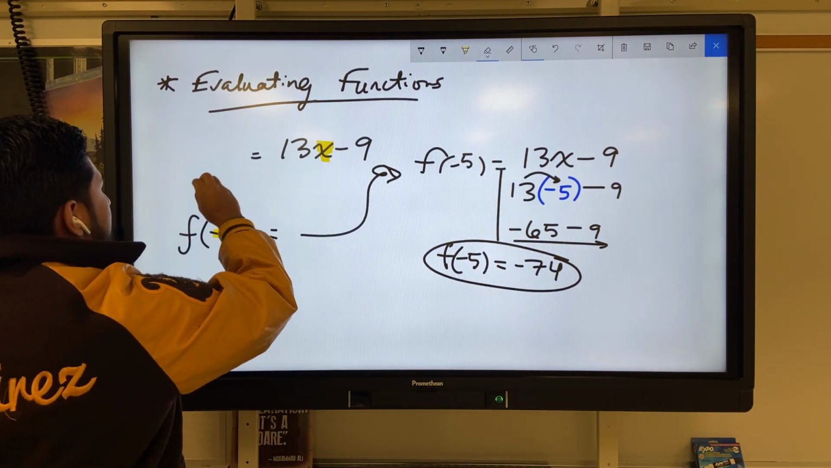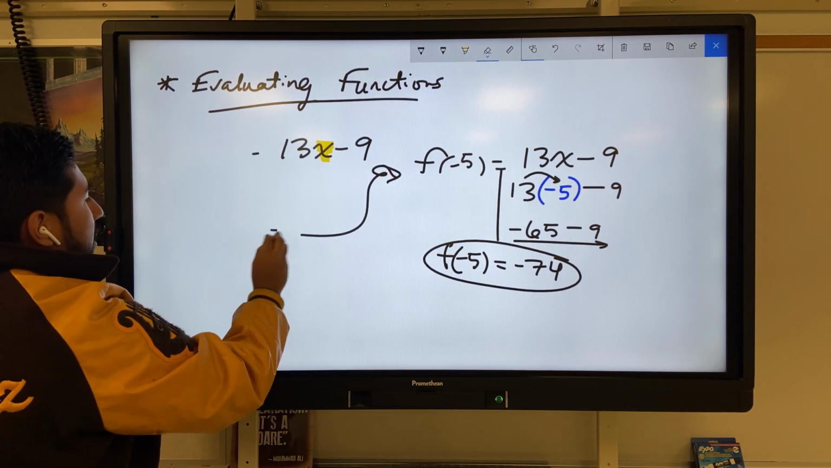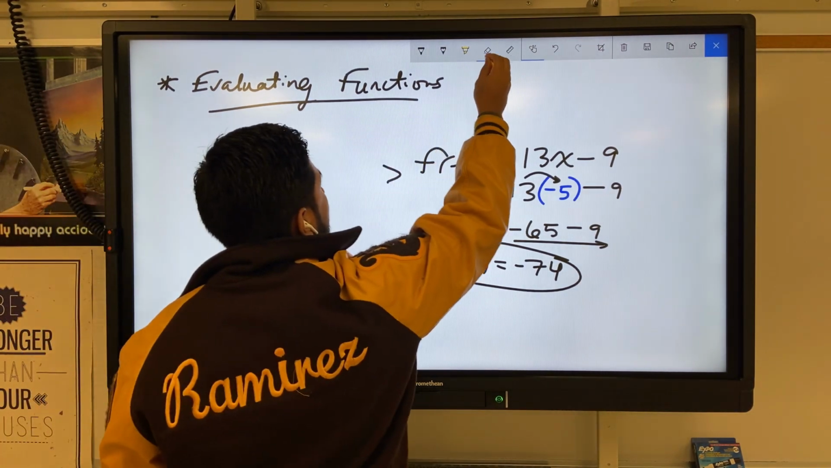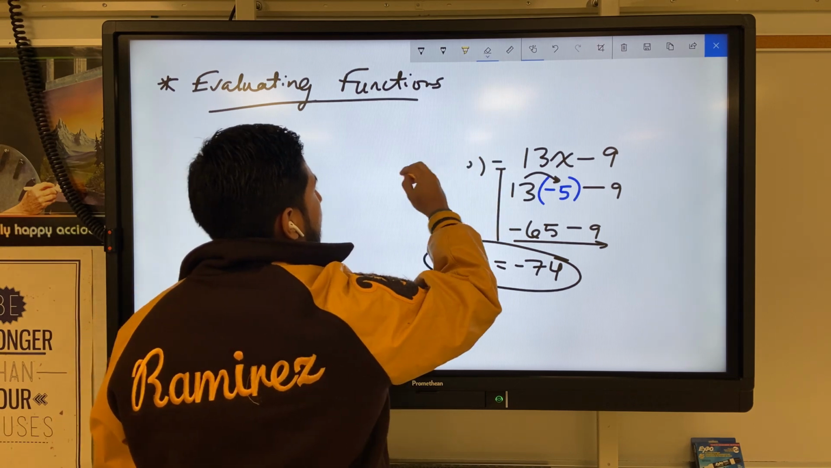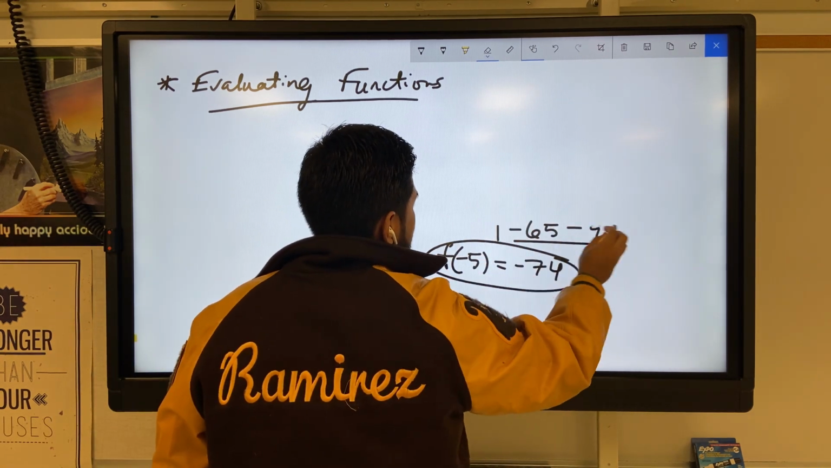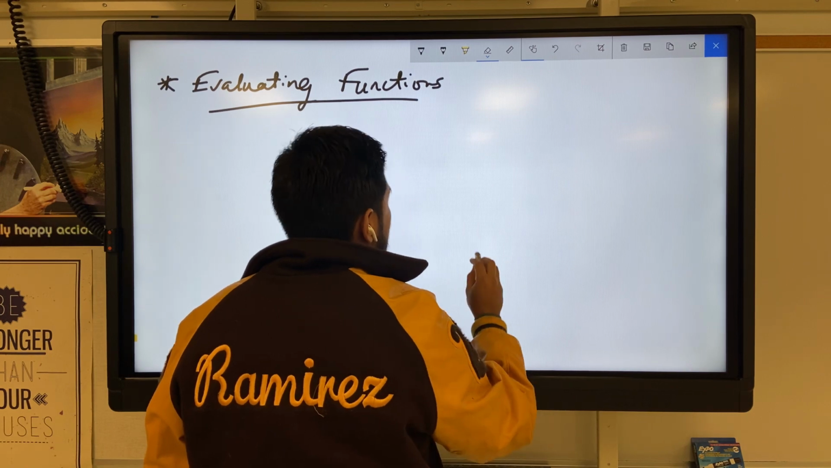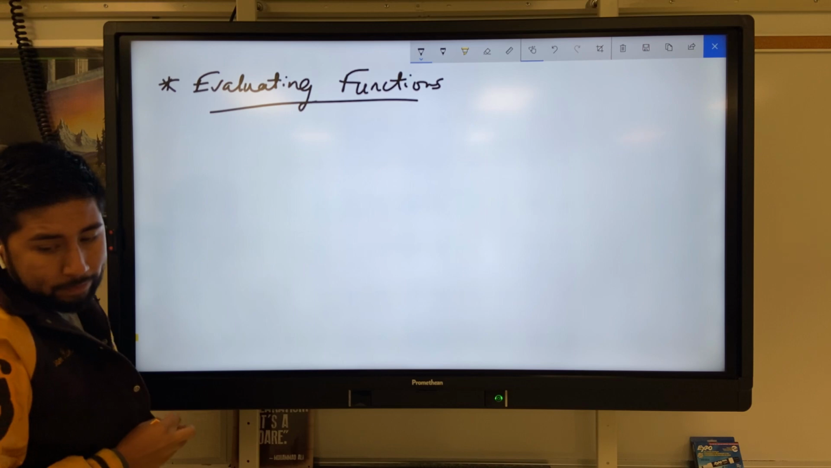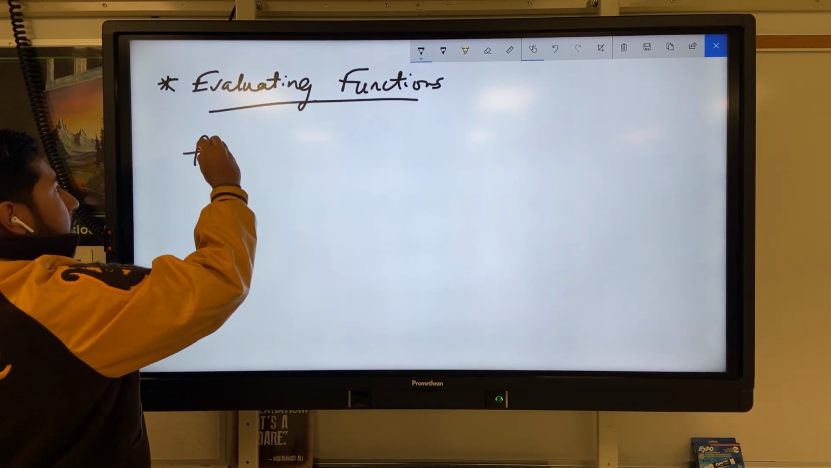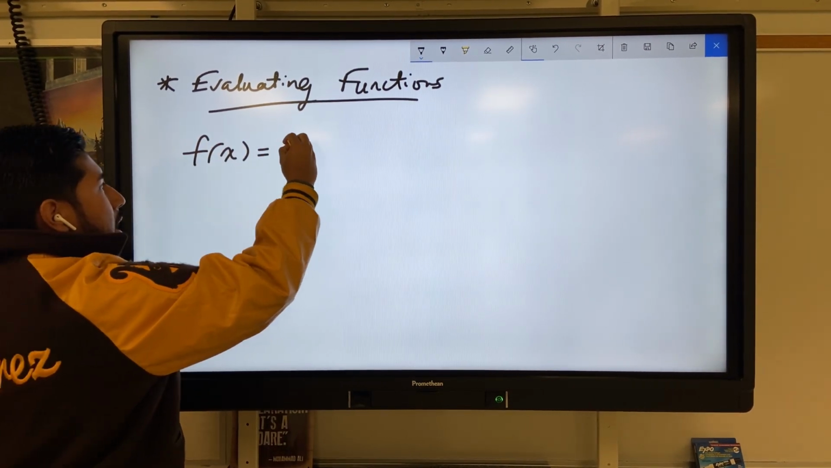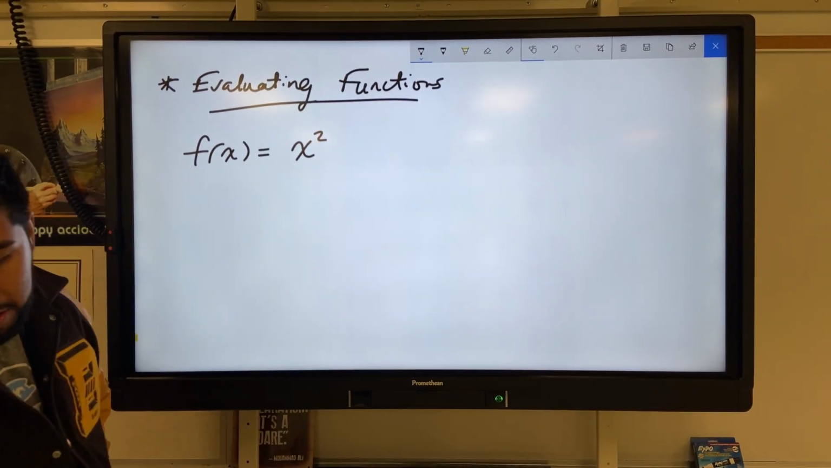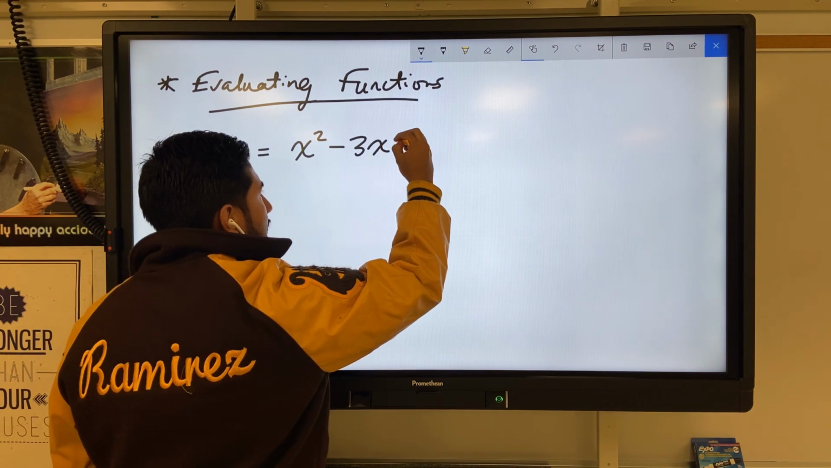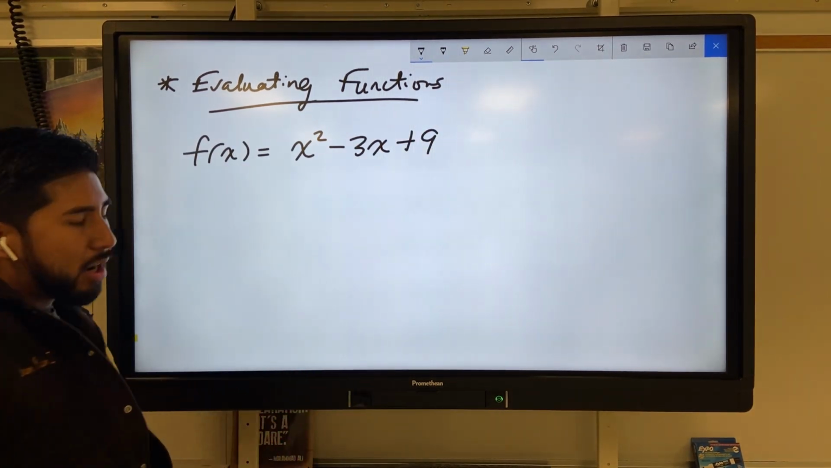Okay, do the next one. Still same topic. Only issue is we need to make sure we know how to do this next example. F of x equals x squared minus 3x plus 9. Still the same concept, ladies and gentlemen.